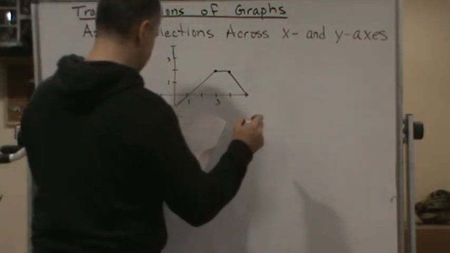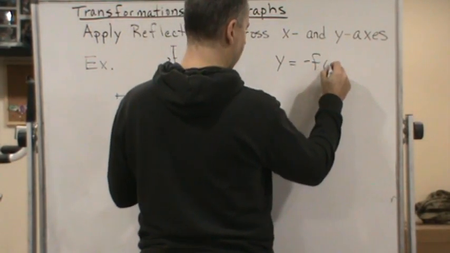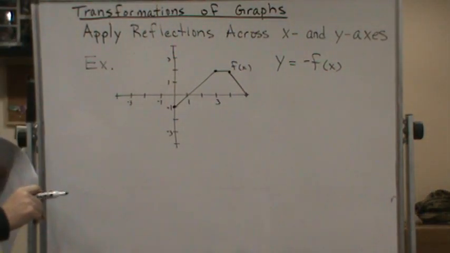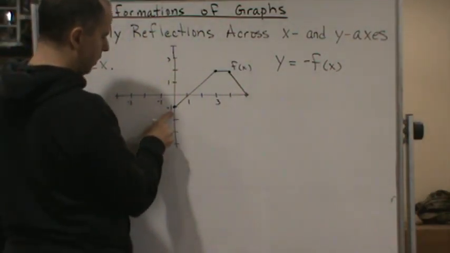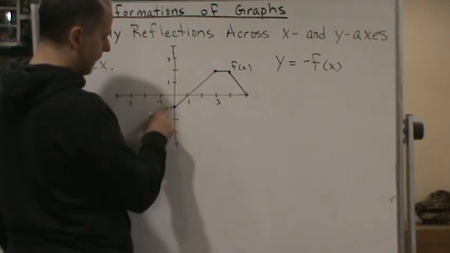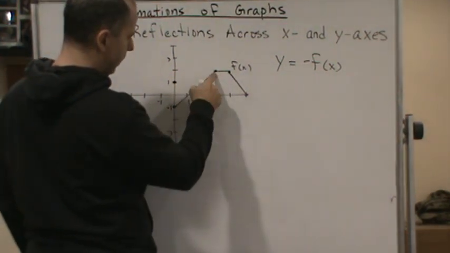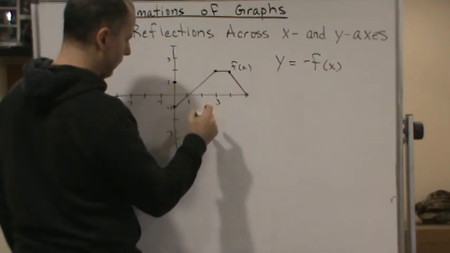So the first reflection is we're going to graph y equals negative f of x. So this is f of x, right? So now we're going to do the negative of f of x, which means all the y values are going to flip. So any negative y values will become positive and the positive y values will become negative. So that means this point here is going to reflect across the x-axis and it's going to go to here. And then this point here is going to reflect down to -2. And so these 2 points will go down to -2.